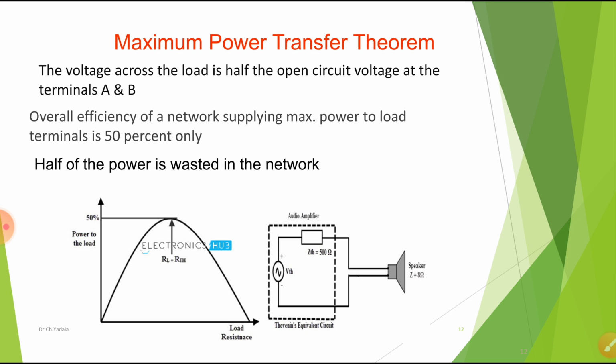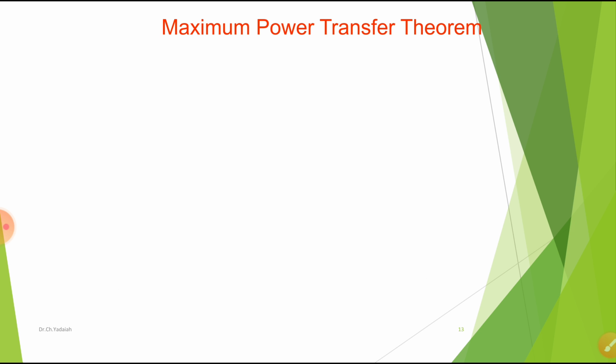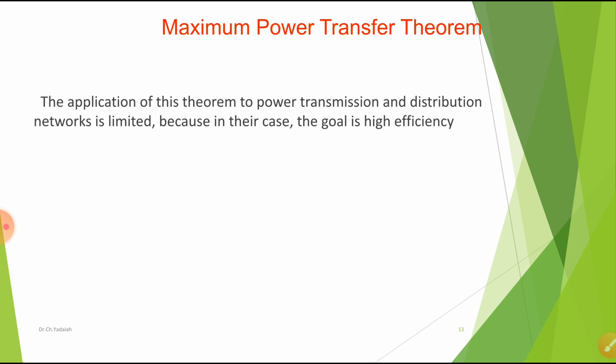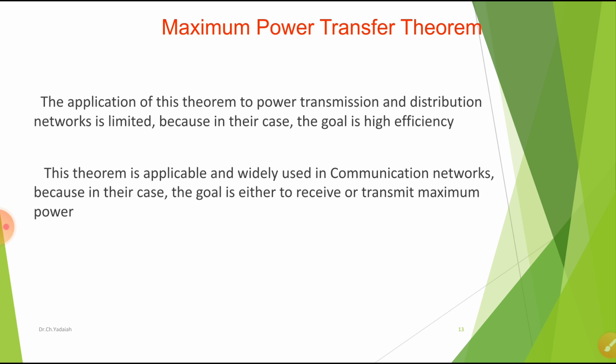So what is the application? This is one application: the maximum power transfer theorem. The application of this theorem to power transmission and distribution networks is limited, because in their case the goal is high efficiency. Where we require high efficiency, we cannot prefer the maximum power transfer theorem in transmission and distribution systems in the power system. This theorem is widely used in communication networks, because in those cases the goal is either to receive or transmit maximum power, not depending upon efficiency. That's why it is advisable to prefer it in communication systems. Okay, so this is one thing.